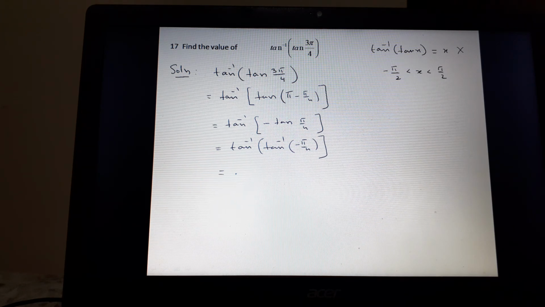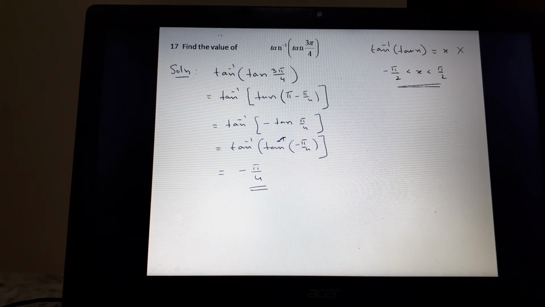So this is equal to tan inverse of tan of x, provided this angle is in this region, and definitely minus pi by 4 lies between minus pi by 2 and pi by 2. So this is minus pi by 4. This is the principal value. So this is the value of this given expression.